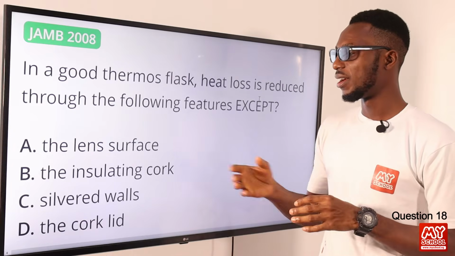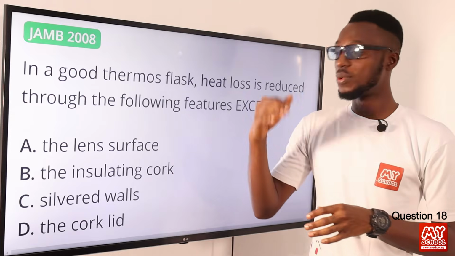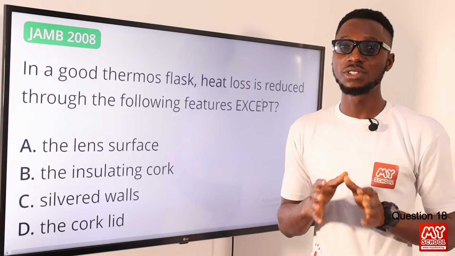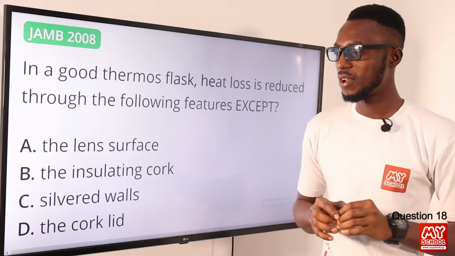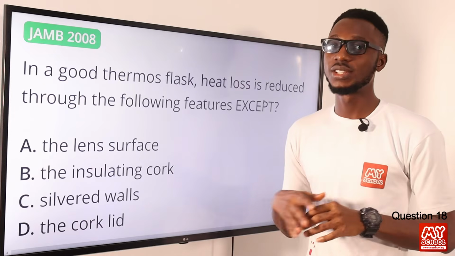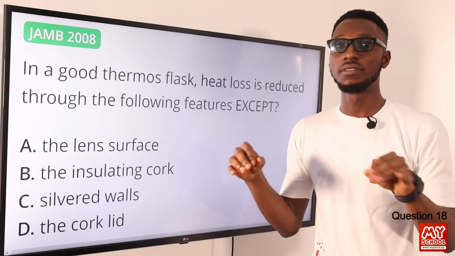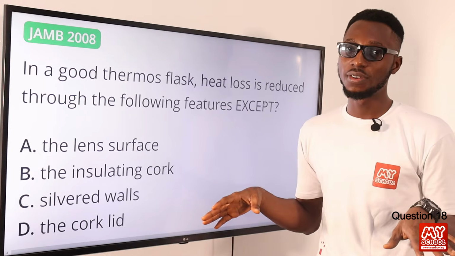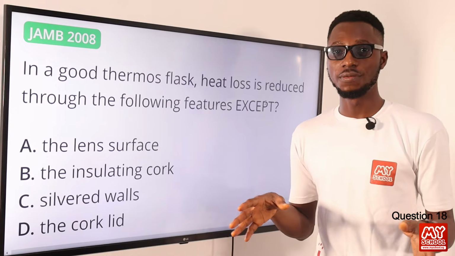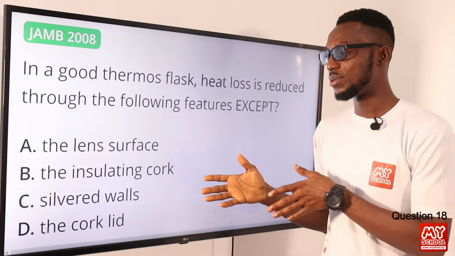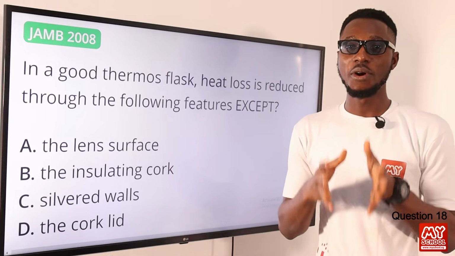We have the insulating cork, the one that serves as the base support. It helps to reduce heat loss through conduction. We have the silvered walls, which reduce heat loss through radiation. Then we have the vacuum, for reduction of heat loss through conduction and convection. Then at the top, the cork lid reduces heat loss through convection.